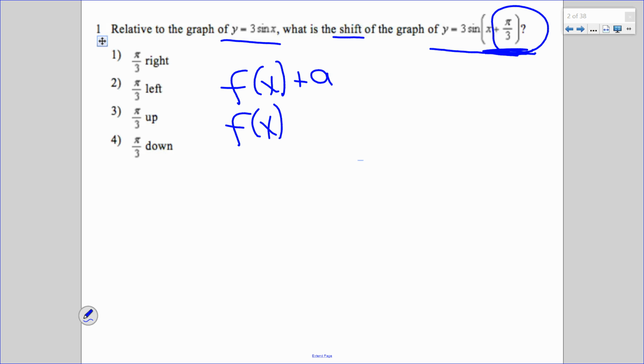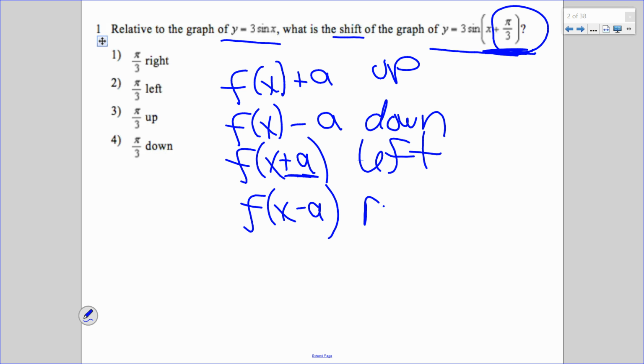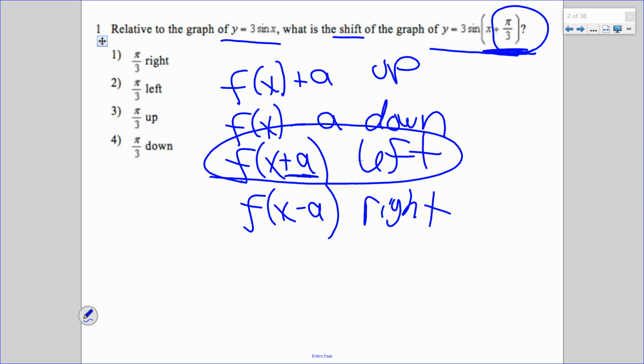f of x plus a, f of x minus a, f of x plus a in parentheses, f of x minus a in parentheses. Here I'm adding to the f of x, it's going up. I'm subtracting from the f of x, it's going down. Here I'm adding to just the x, I'm going left. Remember, when you're in the parentheses, it's always the opposite direction you think. So x minus a is right. In this case, it's plus to the x, which would be this rule right here, which means it's going left.